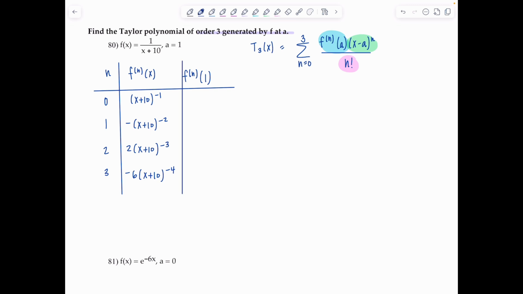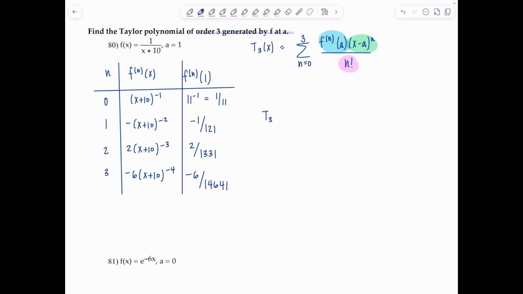And then now we substitute in 1 for x. So that's going to be 11 to the negative first, or 1 over 11. Next one's going to be negative 11 to the negative second. So negative 1 over 11 squared, which is 121. This is 2 over 11 cubed, which is 2 over 1331. And then negative 6 over 11 to the fourth, which is 14641. Yeah, Pascal's triangle. Cool, huh? So then now we're ready to put everything together, okay?